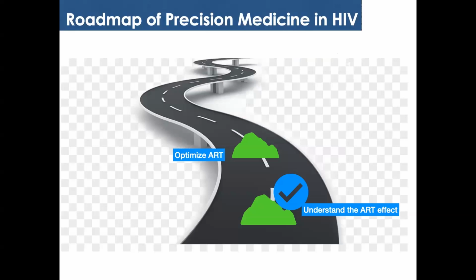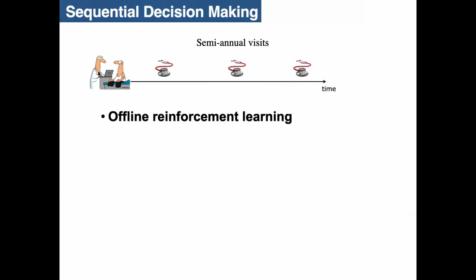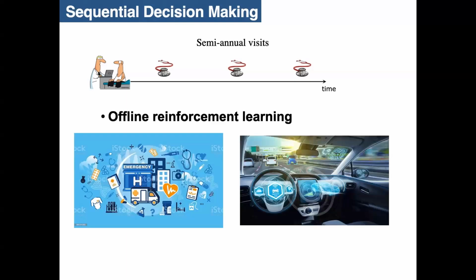For the second part, after we understand the ART effects, we need to find ways to optimize them. Optimizing ART is essentially a sequential decision-making problem, and optimizing sequential decisions is an offline reinforcement learning problem. Offline reinforcement learning has achieved a lot of success in many domains like self-driving cars. There are two major types of methods: model-based and model-free. My group has been working on both, so let me show you the model-based method first.